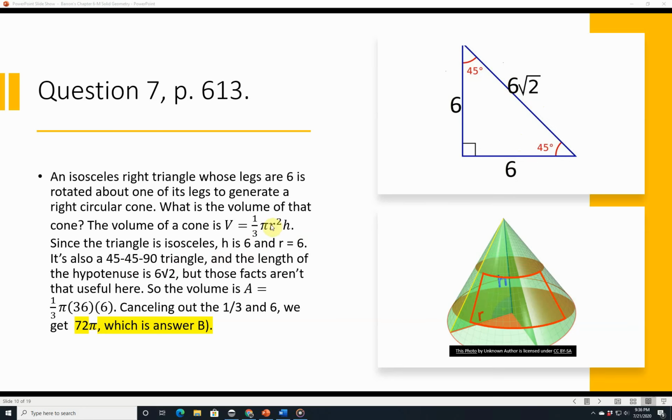So pi r squared, okay, so that's going to be 36 pi times 1/3 times 6. All right, we know that 1/3 times 6 is 2. So it's just going to be 2 times 36 pi, which is 72 pi. So again, the volume is V equals 1/3 pi times 36 times 6. Boom, the 1/3 and the 6 cancel out, so you end up with a 2. So pi times 36 times 2 is 72 pi, which is answer B. All right.